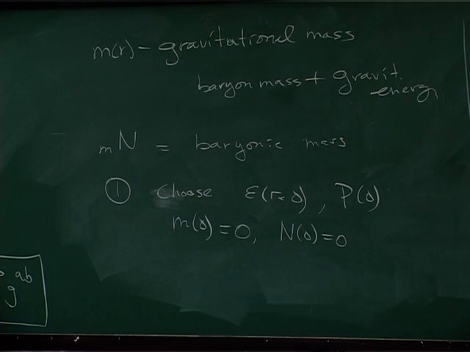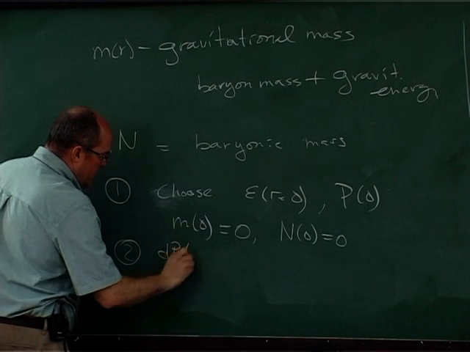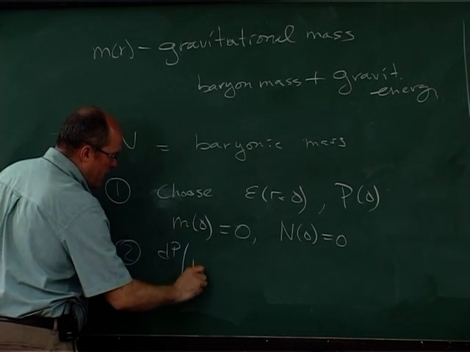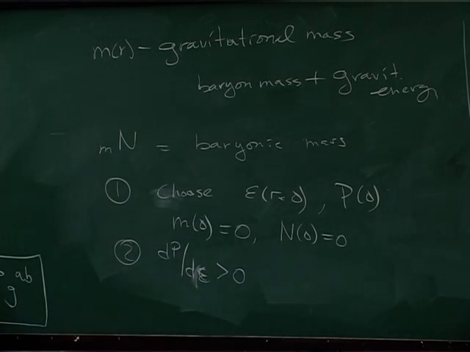And as I integrate outward, I'll see that the pressure will drop and go down, because for any stable equation of state, dP/dε has to be bigger than 0, otherwise the matter is not stable. The density will also go down, m will go up, and I'm going to keep integrating until I get to the edge of the star.